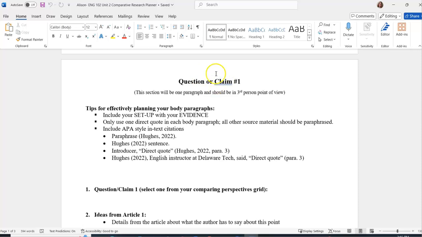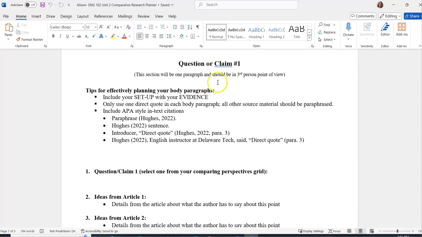So now you're going to be looking at the first question or claim from your comparing perspectives grid. So when you did that brainstorming grid, you had to come up with 3 or 4 mini questions that were addressed in both articles. And then those 3 or 4 mini questions all built up to that overarching synthesis question. So you're going to take the 2 most important of those mini questions from your comparison grid, and you're going to use those as the foundation for each of these paragraphs.